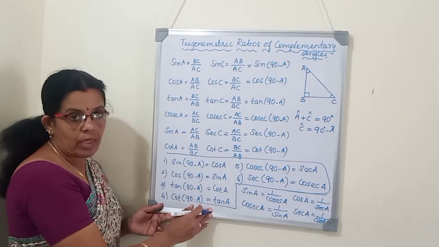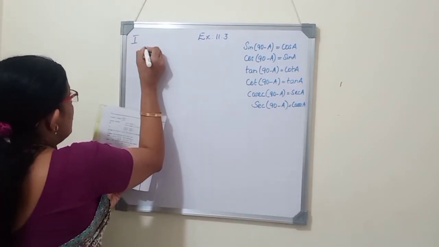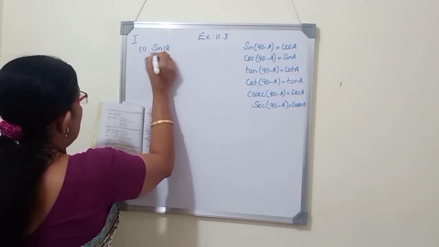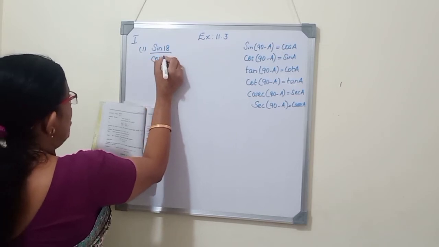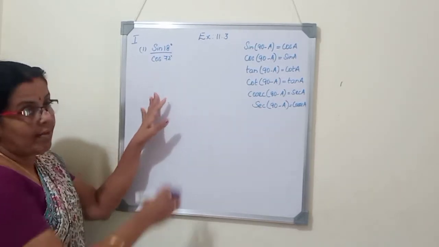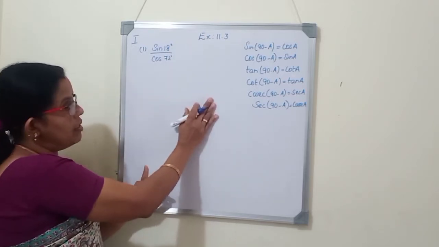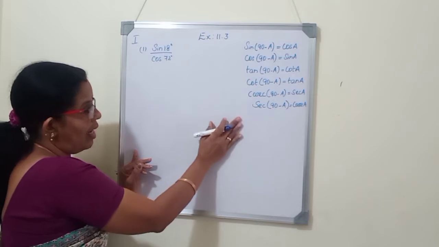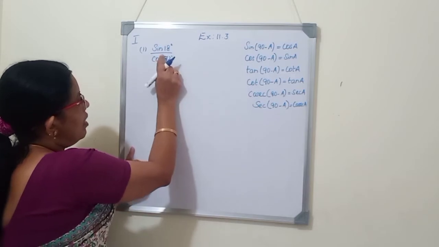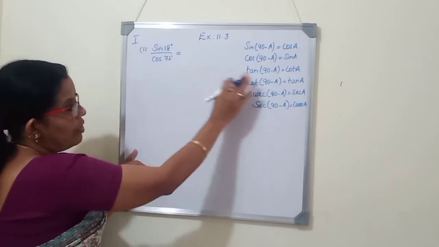Now we will move on to the exercise. First question, evaluate. In that first sum is sin 18 degree by cos 72 degree. So evaluate means find the value of this. So here we see other than standard angles, that is specific angles 0 degree, 30 degree, 45 degree, 60 degree and 90 degree. Any other angle comes in the question, you have to apply complementary angles formula. So here sin 18 degree or cos 72 degree, any one angle we have to change according to the formula.